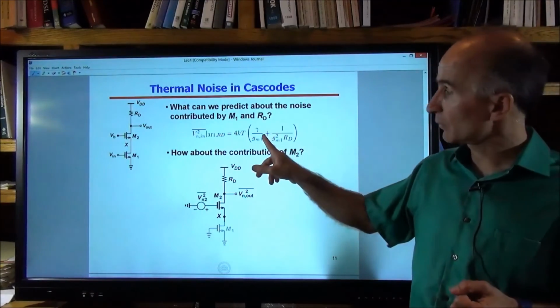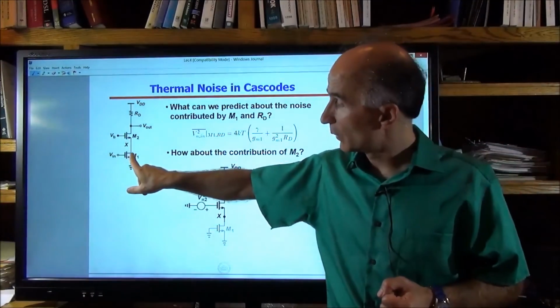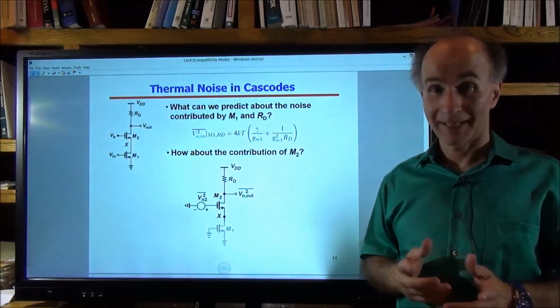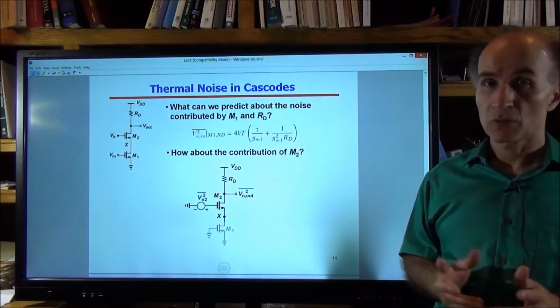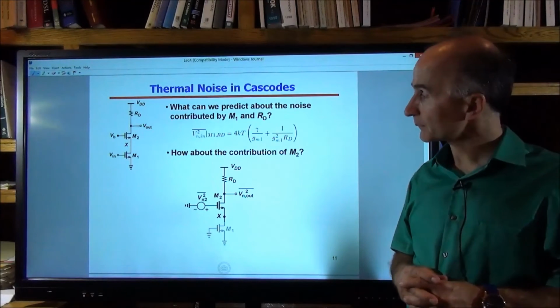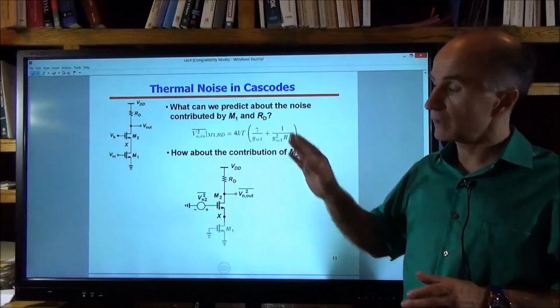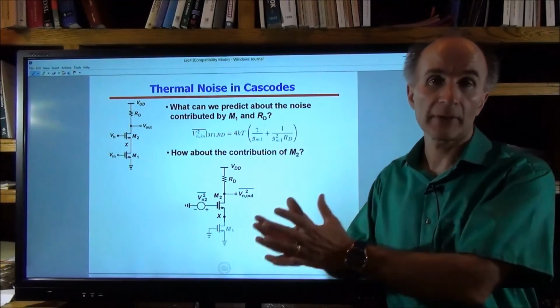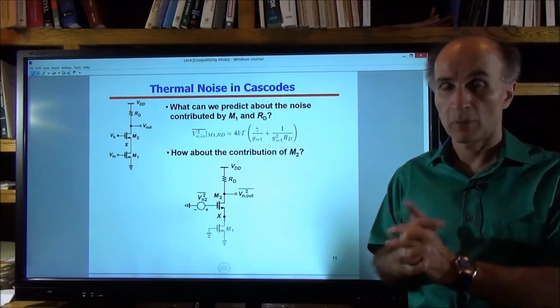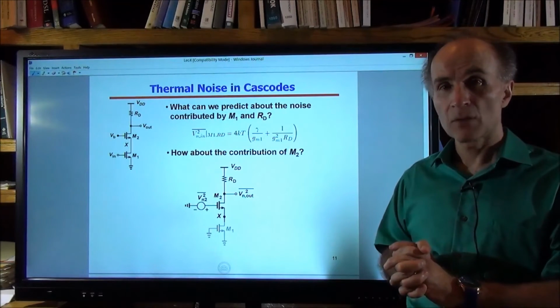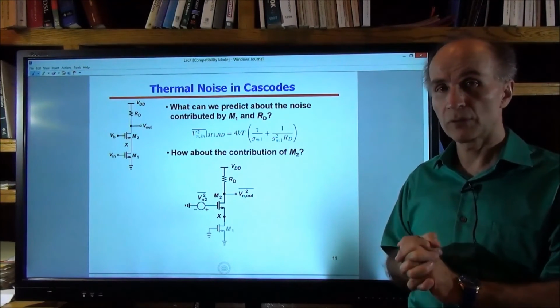Okay? In fact, we could have predicted this because we know that the noise of M1 can be represented by an input referred, gate referred noise anyway. So that would be easy to see. So for M1 and Rd, the noise performance is similar to that of a common source stage. What remains is the noise of M2. So how much does M2 contribute?